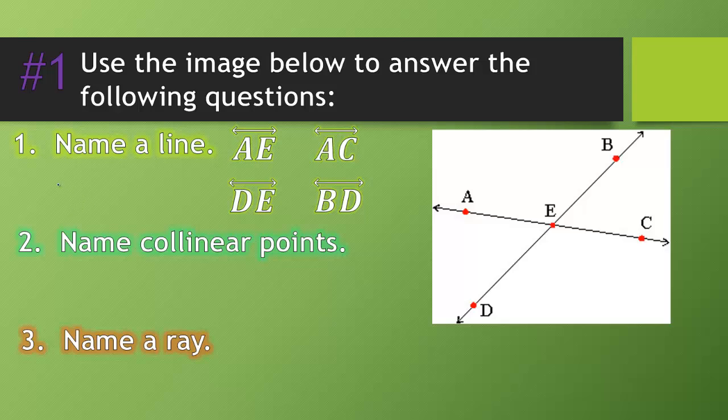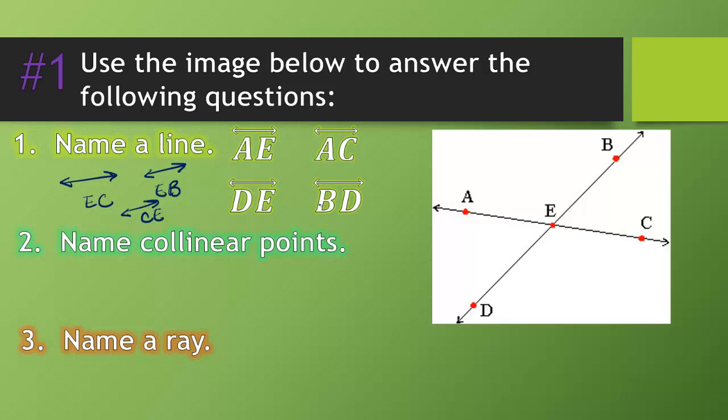You could say line EC. You could say line EB. You could say line CE. So even though these two are basically the same, you can switch the order of the letters. It doesn't matter. So these are just some examples of ways that you could name those lines.